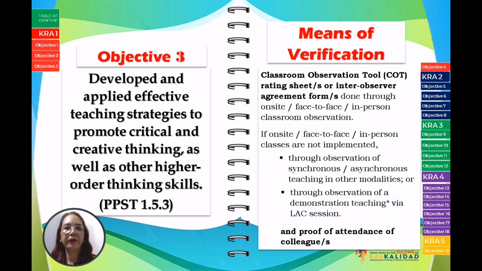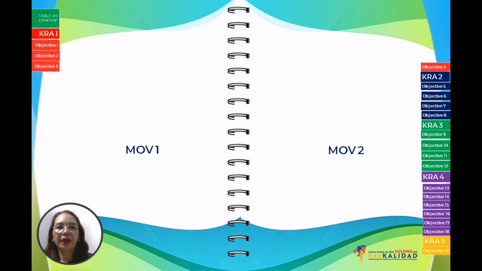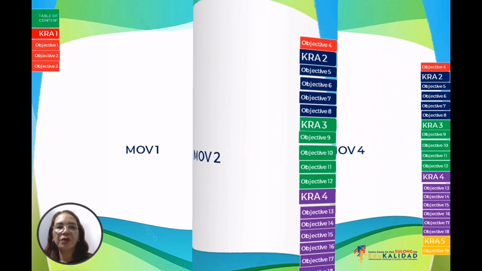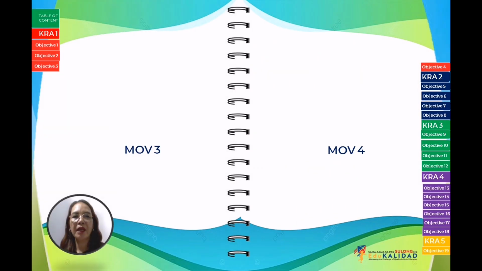So, Objective 3, develop and apply effective teaching strategies to promote critical and creative thinking as well as other higher order thinking skills. This is under PPST Indicator 1.5.3. So, COT rating sheet pa rin ito with proof of attendance of colleagues. Na may 1, 2, 3, 4 MOV.